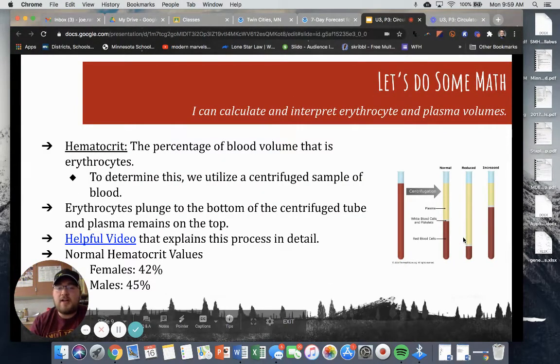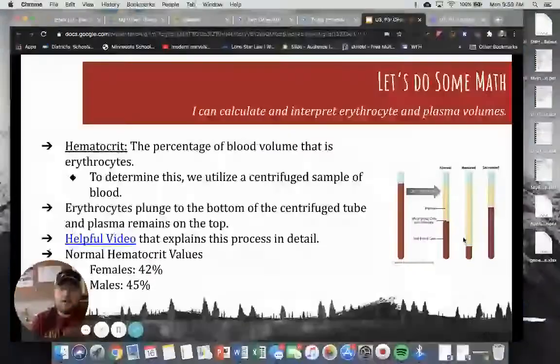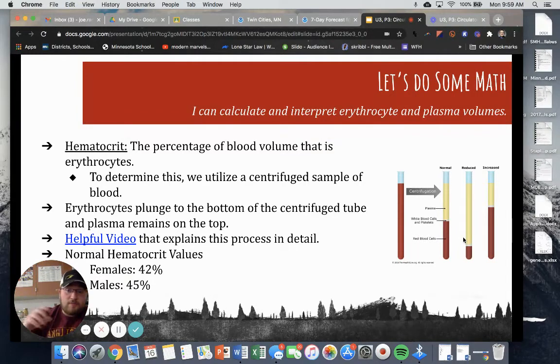Hematocrit is the percent of blood volume that is erythrocytes. So to determine this, we utilize a centrifuged sample of blood. Erythrocytes, as we saw in that example, plunge to the bottom, that red part of the sample, and the plasma rises to the top. So I'm gonna include this video here in your playlist so you can watch it, but the normal hematocrit value for females is 42%, and the normal value for males is 45%.